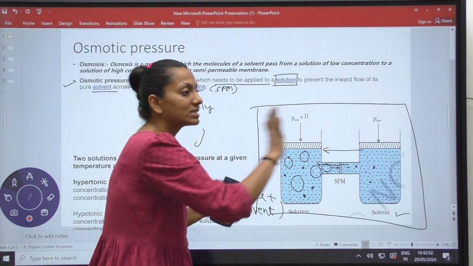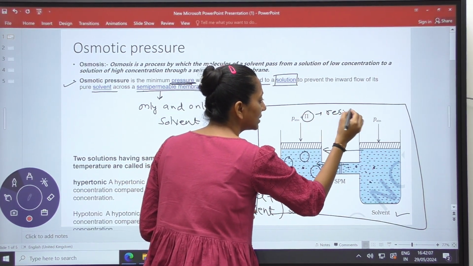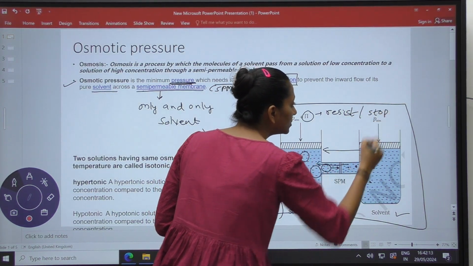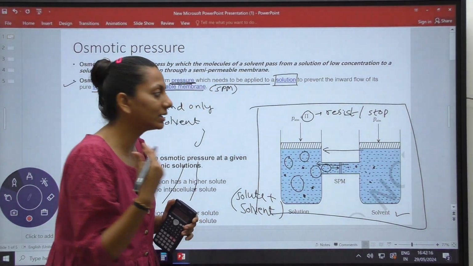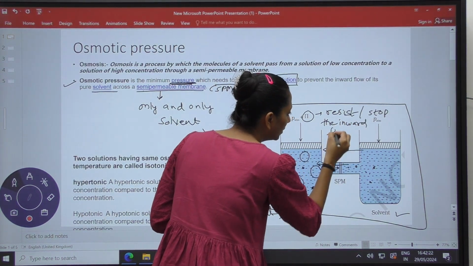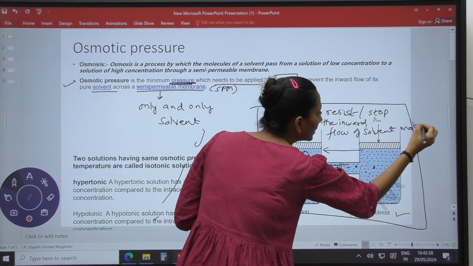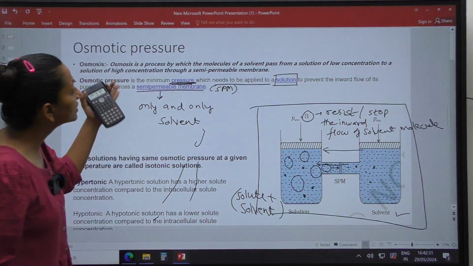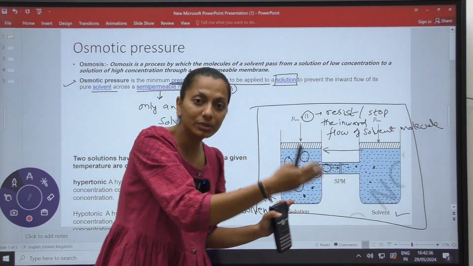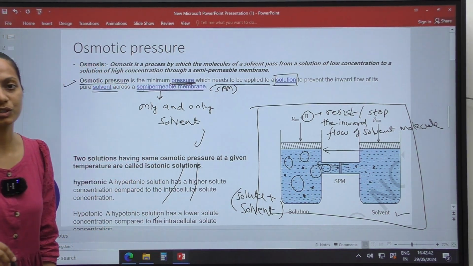That pressure is to restrict, resist, or stop the inward flow of the solvent molecules. So the minimum pressure needed to stop the solvent molecules from passing through the semi-permeable membrane and coming inside the solution part is the osmotic pressure. That minimum pressure is known as the osmotic pressure.